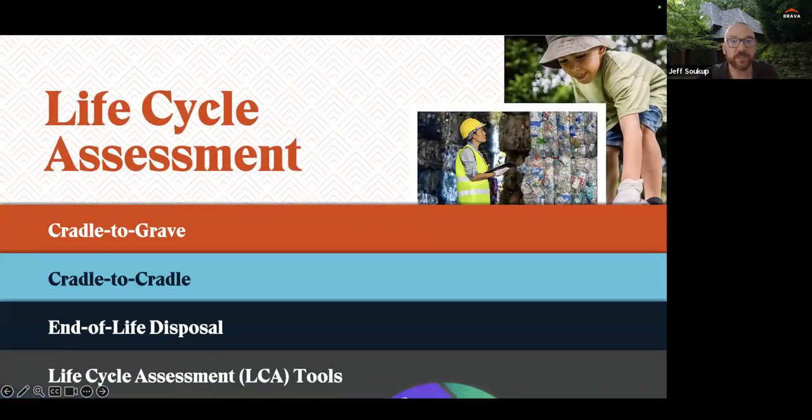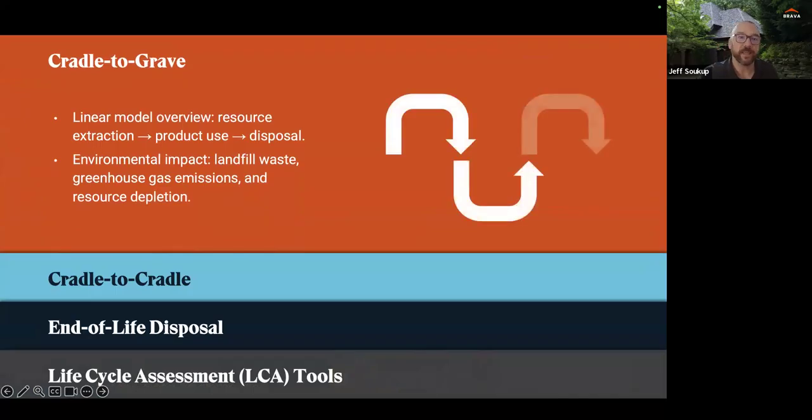So life cycles, we really want to make sure that when you're performing life cycle assessments to understand the full footprint of your product. There's two kind of overarching ones, your cradle to grave and cradle to cradle. So we want to move away from cradle to grave, the linear model where we go from extraction to production to disposal.